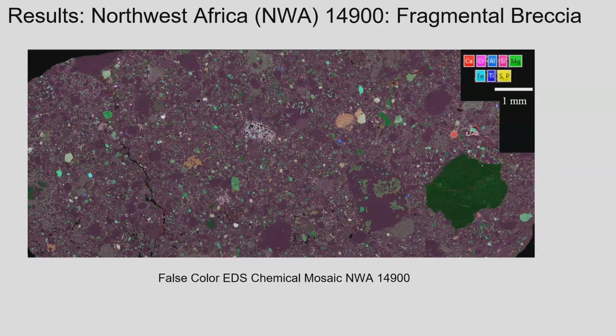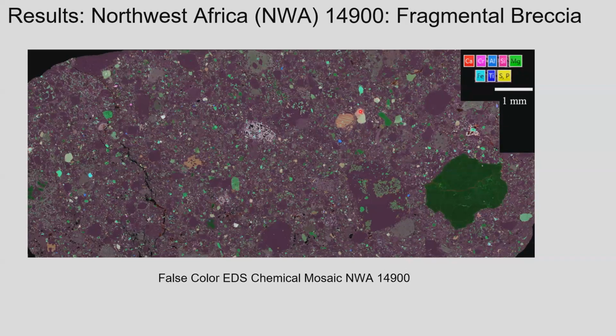And this is from the second sample that we've looked at so far. So this is Northwest Africa 14900. And again, what you're seeing is a false color chemical map of the entire meteorite. Again, every element is mapped to a certain color. So anything rich in magnesium is going to be green. Anything rich in calcium is going to be red, iron blue, etc.